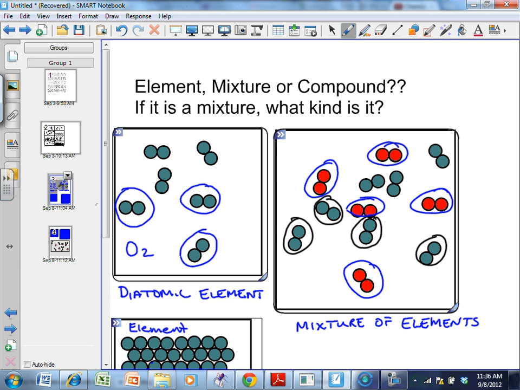Most of air is a mixture of elements. Air is a mixture of nitrogen and oxygen. So most of air is a mixture of diatomic elements. Nitrogen is about 78%, so we would have a lot more nitrogen molecules if this was air, and oxygen is about 20%, so we'd have a lot fewer oxygen molecules if this was air. All right, so that's a molecule of an element. It's a diatomic element. This is a mixture of diatomic elements.